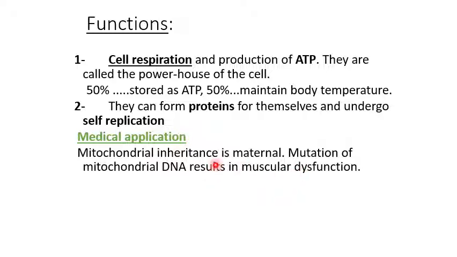First, dear students, why is the mitochondrial inheritance maternal? Mitochondria are present in the middle piece of the sperm, and fertilization occurs between the head of the sperm and the ova. So the middle piece doesn't enter in the fertilization, so no mitochondria will be transported from the father, just from the mother.